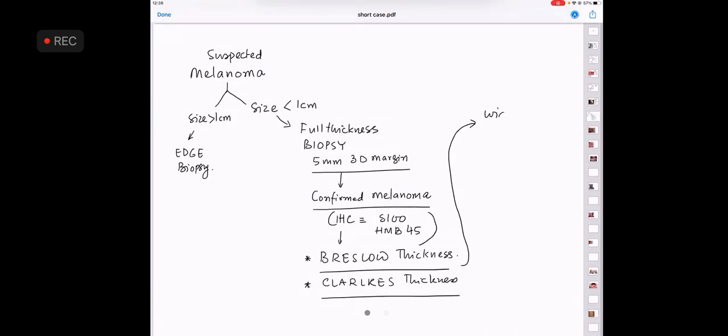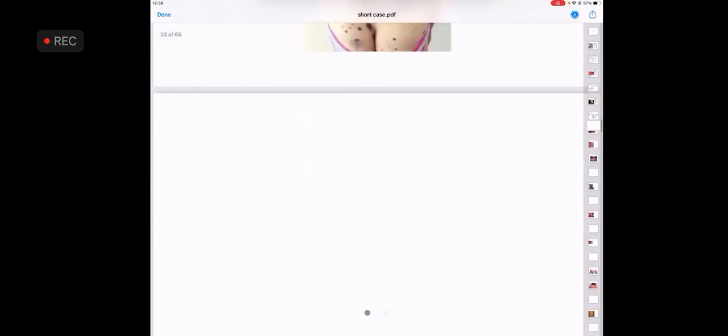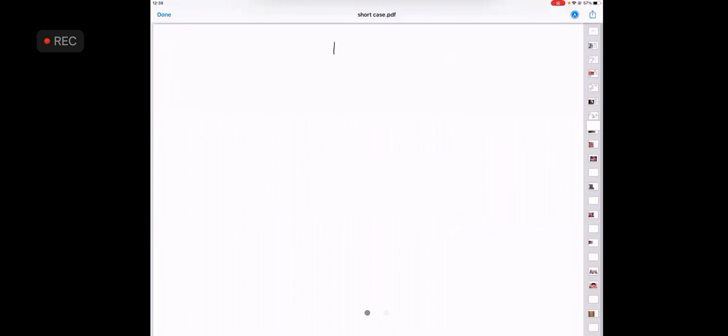The next step is usually a wide local excision with at least a 1 to 2 centimeter 3D margin. This is how we go with the melanoma, sir. Please tell me when you have completed writing, sir. Done. Then, what to do with the lymph nodes?